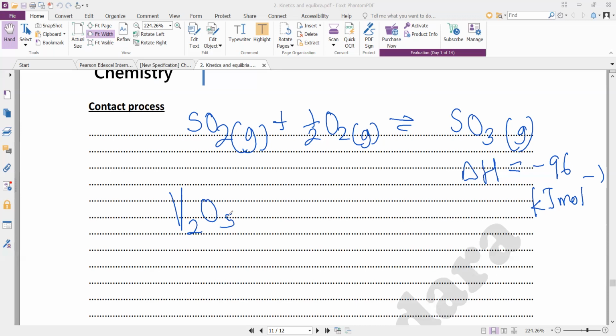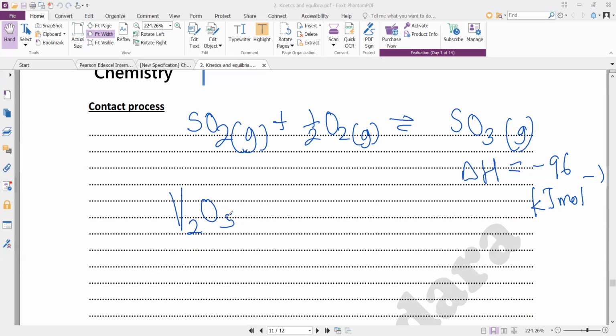Next point. Forward reaction is exothermic. Therefore, using low temperature would favor a high yield of SO3. But at low temperature, the rate of reaction is very slow.